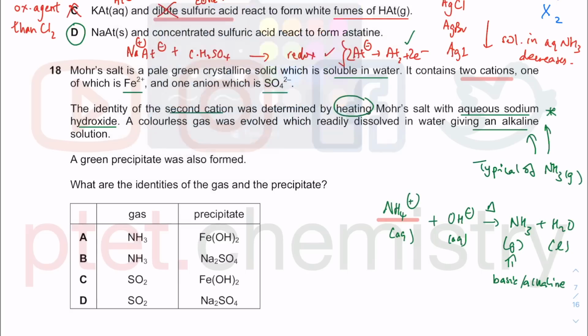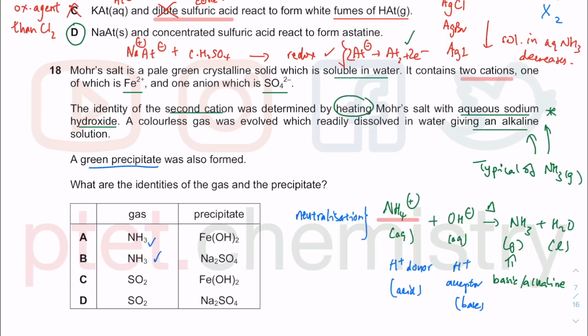Can also be thinking about this as a neutralization reaction because the NH4+ is donating the proton. So this is the proton donor. This is the proton acceptor. So one of them is acting as a base and the other one is acting as an acid there. So the gas there is definitely NH3.